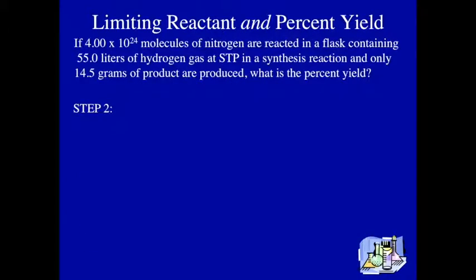This is another problem. I think it is a very excellent problem because it does challenge you to make multiple mole conversions. 4.00 times 10 to the 24th molecules of nitrogen. So we need to remember nitrogen is N2, one of the diatomic elements. So I'm going to do my 1 mole per 6.02 times 10 to the 23rd particles in this case. It's reacted in a flask containing 55.0 liters of hydrogen gas at STP in a synthesis reaction, and only 14.5 grams of product are produced. What is the percent yield?